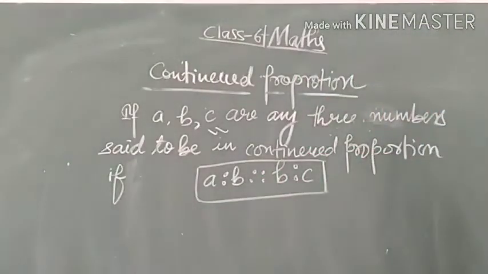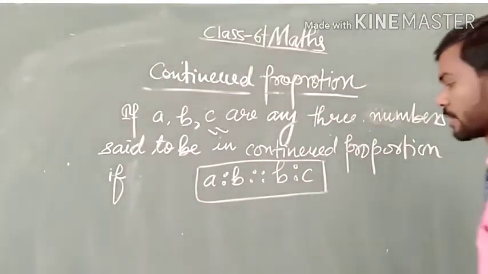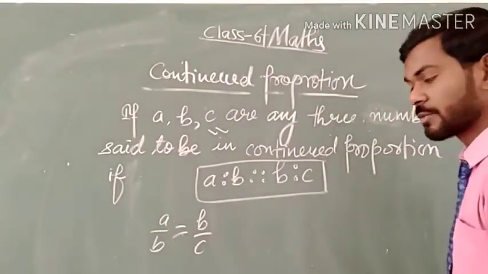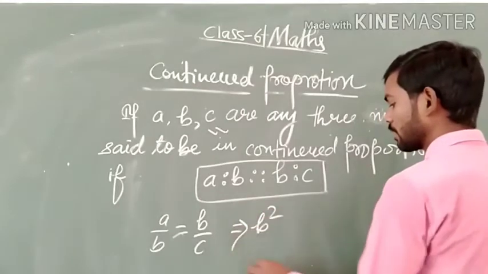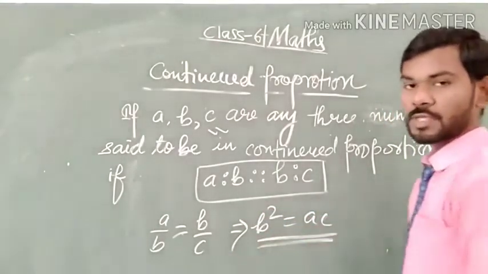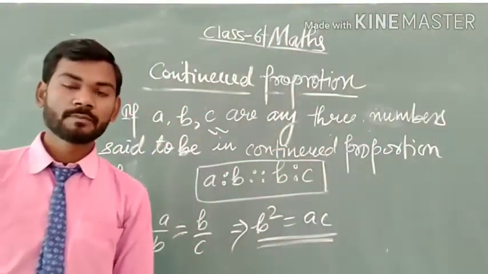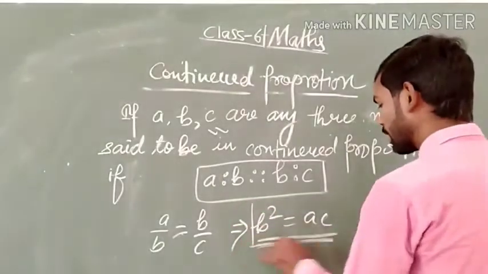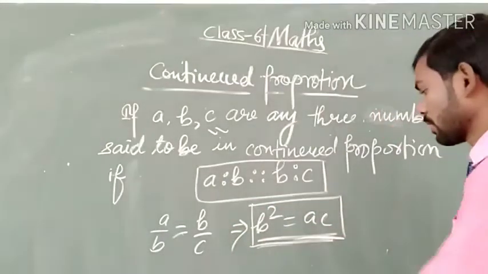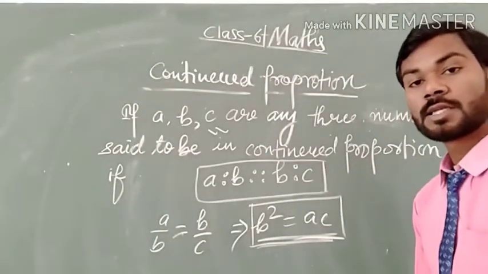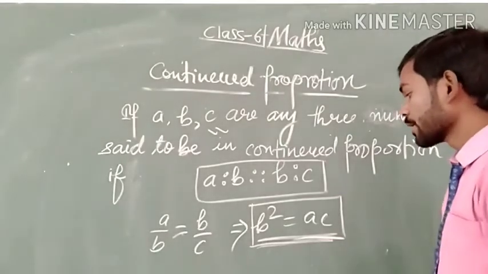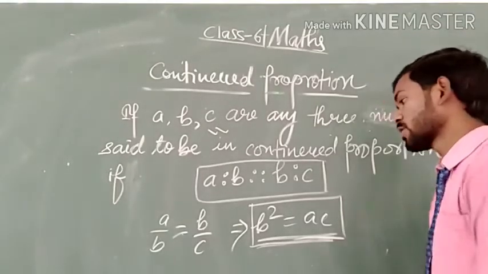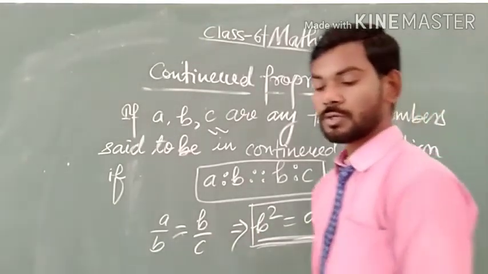So we say that these three numbers are in continued proportion if A ratio B is proportional to B ratio C, which means that A upon B is equal to B upon C. Sometimes it can also be written as B square is equal to AC, and we use this formula to find out the value of the term. This is known as the mean ratio. The formula B square is equal to AC is known as the mean ratio, and using this formula we can find out the value of the mean term from the proportion A ratio B is proportional to B ratio C.